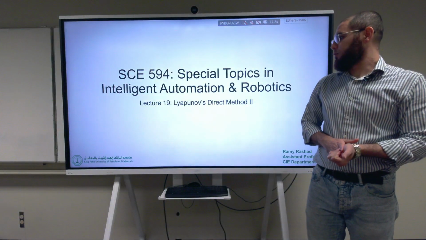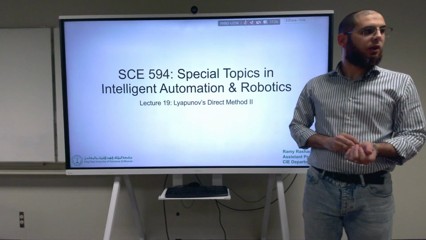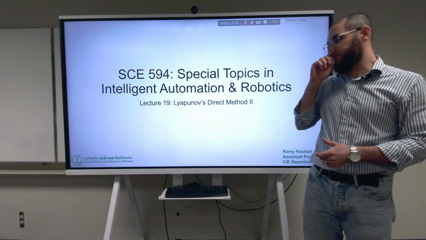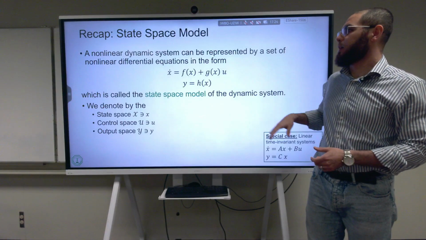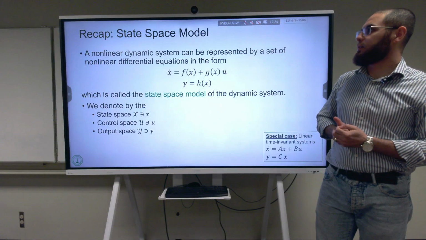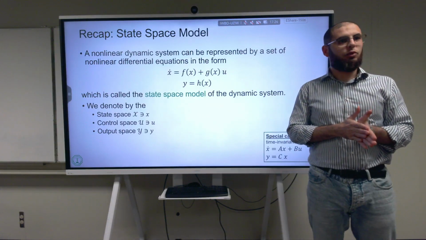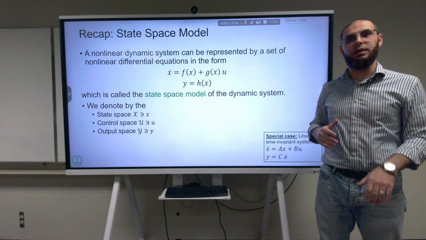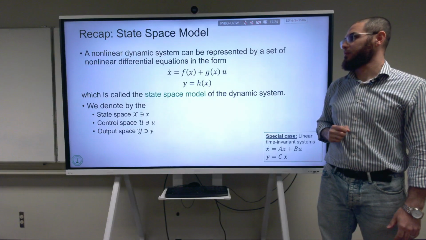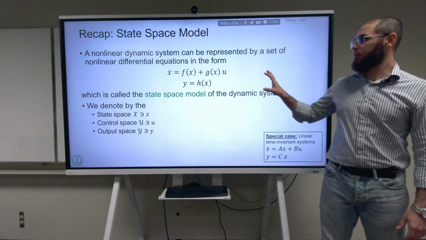Okay, so we're going to be continuing with what we discussed on Sunday with Lyapunov's direct method. So let's start with the recap. We looked at state space models. Since we started topic number 4, when we talk about the stability and control of mechanical systems, we transformed.